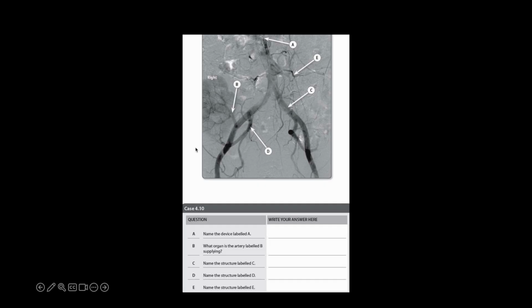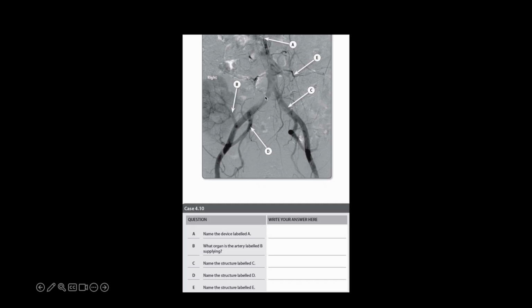So some questions. This is a DSA aortogram. So you've got a catheter here, which is what A is, in the distal aorta. This patient has had a renal transplant, and this is what they do. They put the kidney in the right iliac fossa. They put the transplanted renal artery onto the external iliac artery on the right or on the left. This one's on the right.